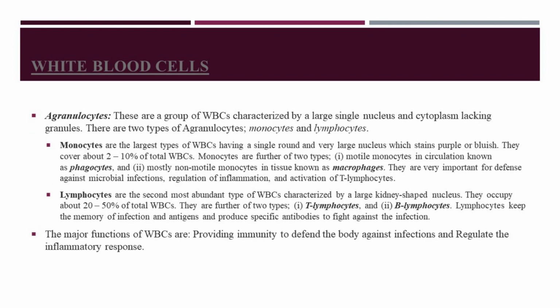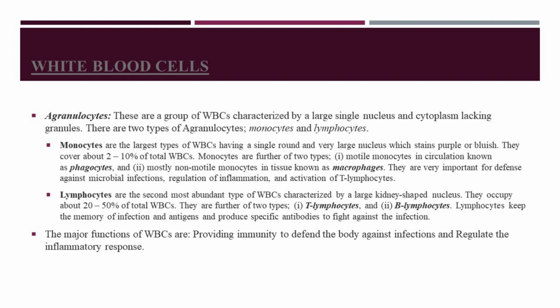Agranulocytes. These are a group of WBCs characterized by a large single nucleus and cytoplasm lacking granules. There are two types of agranulocytes, monocytes and lymphocytes. Monocytes are the largest types of WBCs, having a single round and very large nucleus, which stains purple or bluish. They cover about 2 to 10% of total WBCs. Monocytes are further of two types.